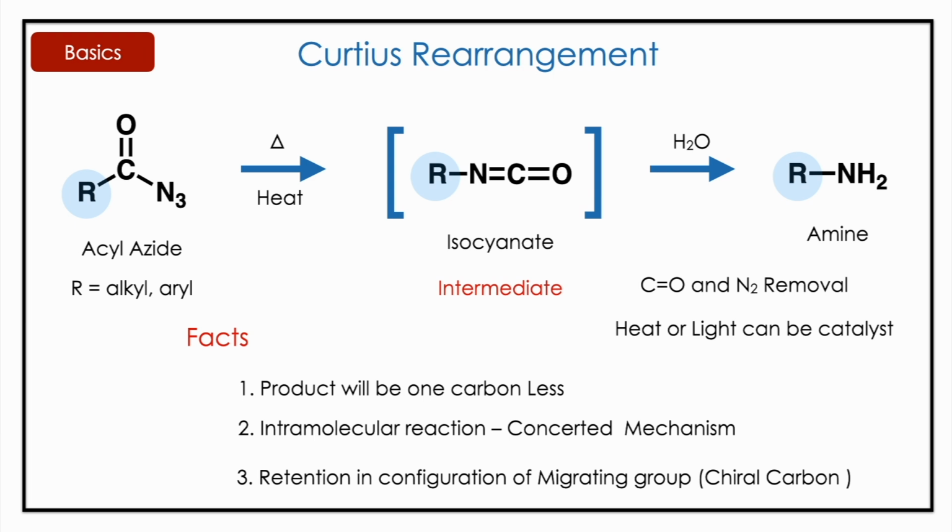Heat or light can act as a catalyst in the present situation. The fundamental facts about this rearrangement: the product will be one carbon less. The mechanism is concerted, though sometimes a non-concerted mechanism is also observed. The third fact is that retention of configuration happens if the migrating group is a chiral carbon.